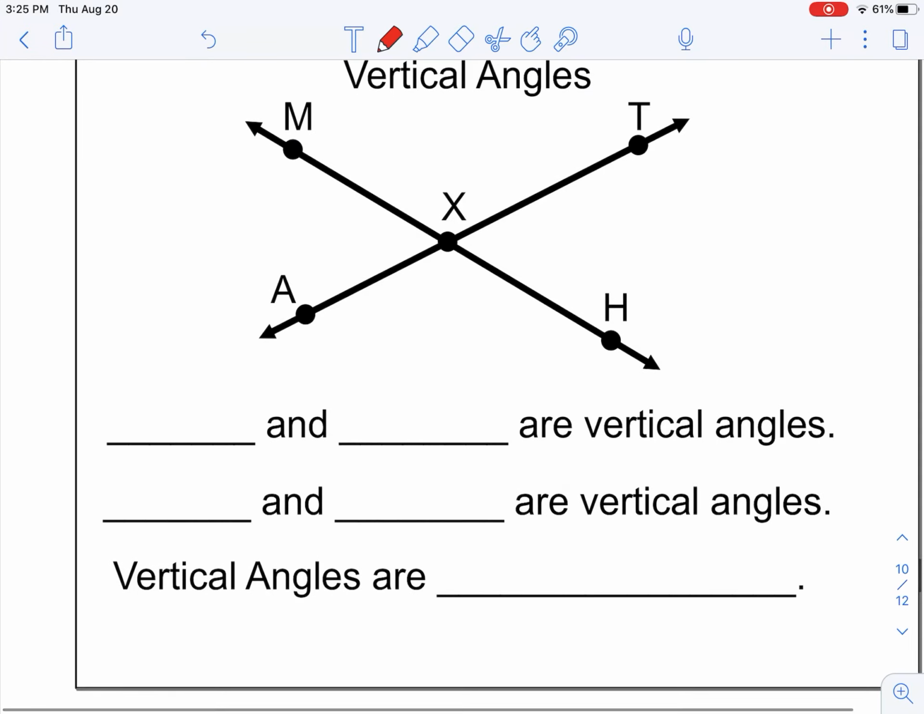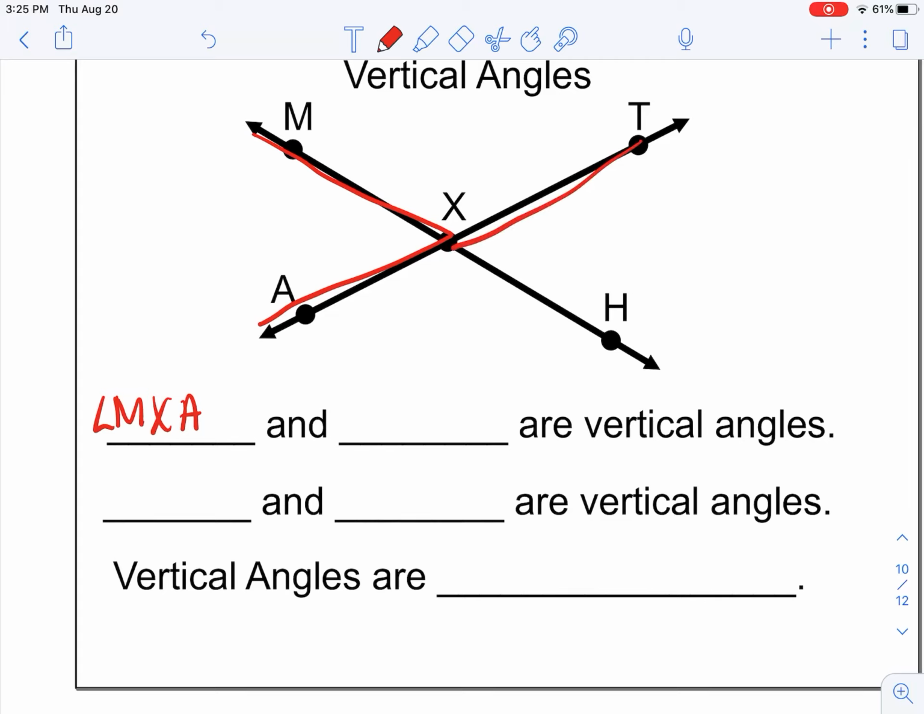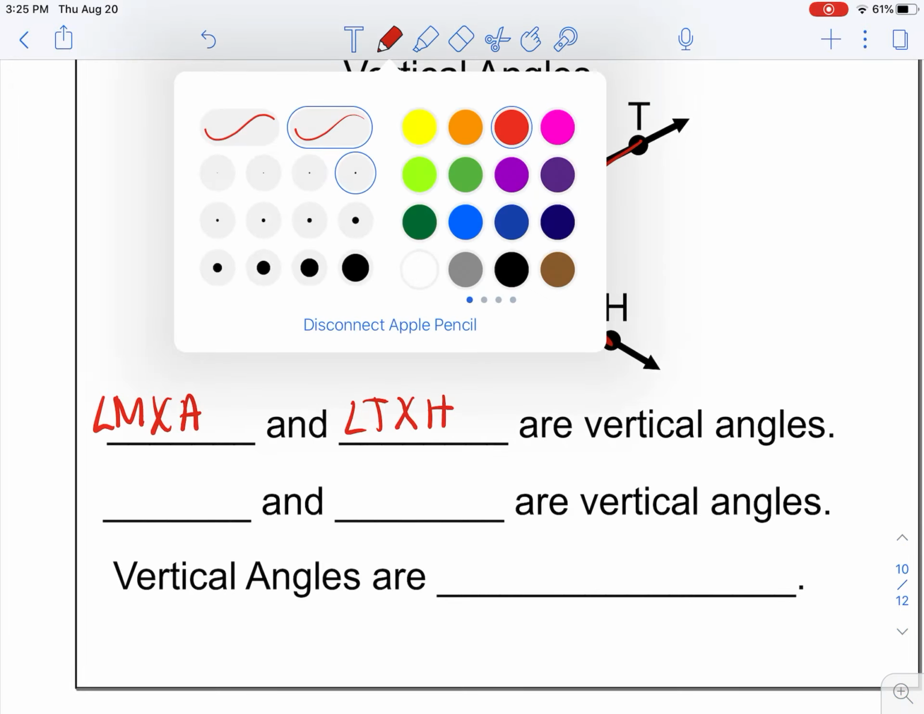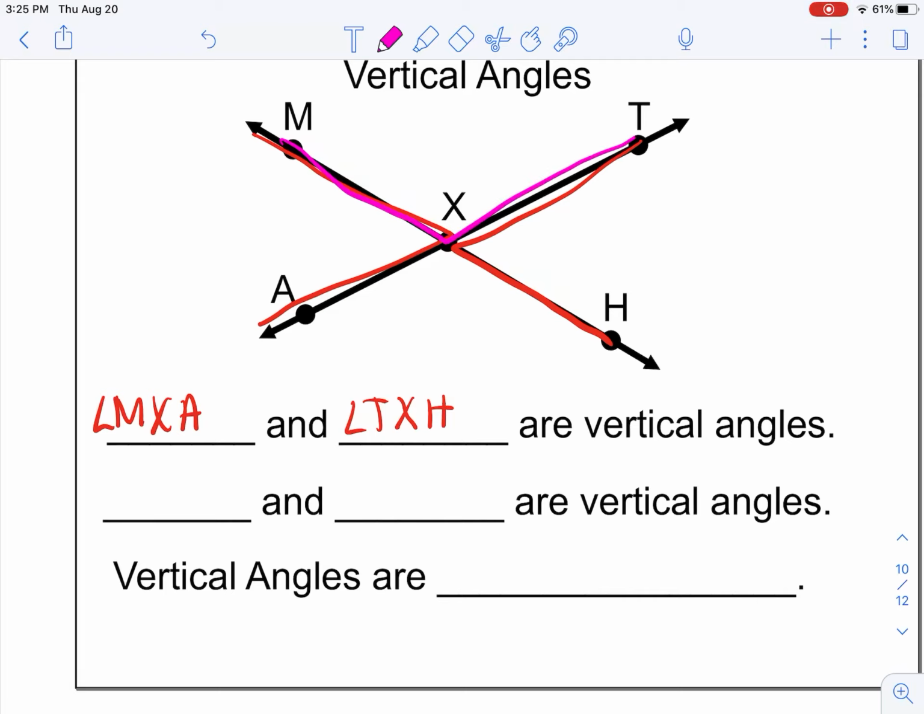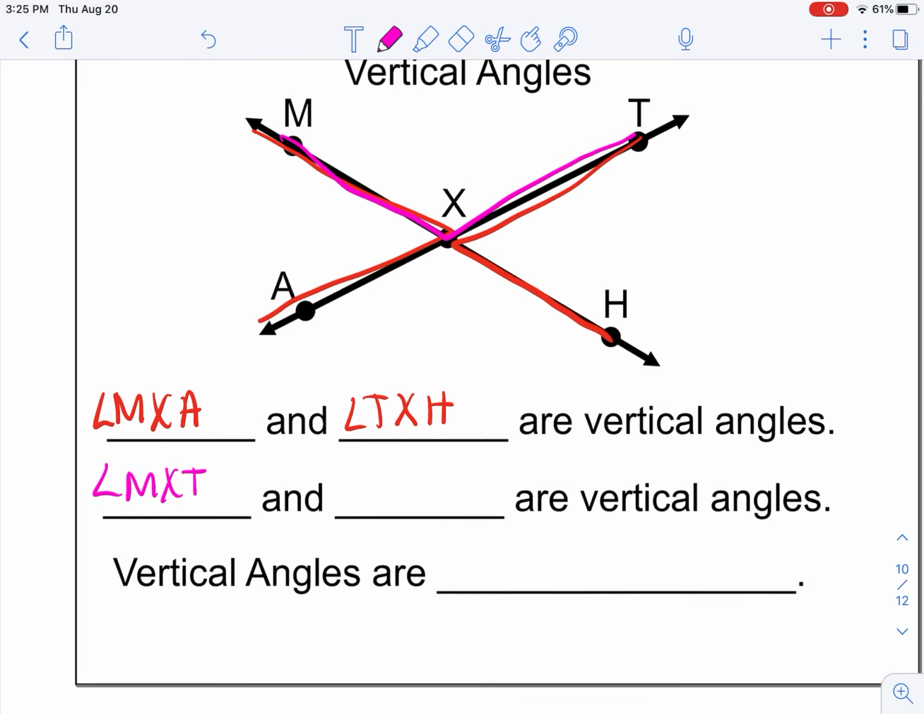So if I wanted to name my vertical angles here, this angle, angle MXA, and angle TXH are vertical angles. Also, you could have done the top and bottom one. So you could have done this angle right here, angle MXT, this one down here, angle AXH are vertical angles.